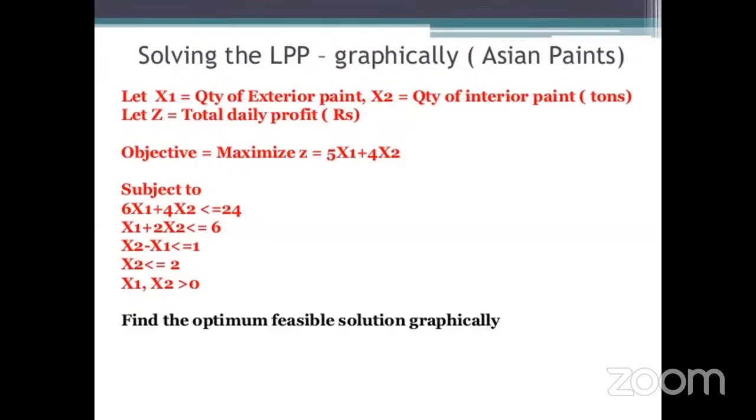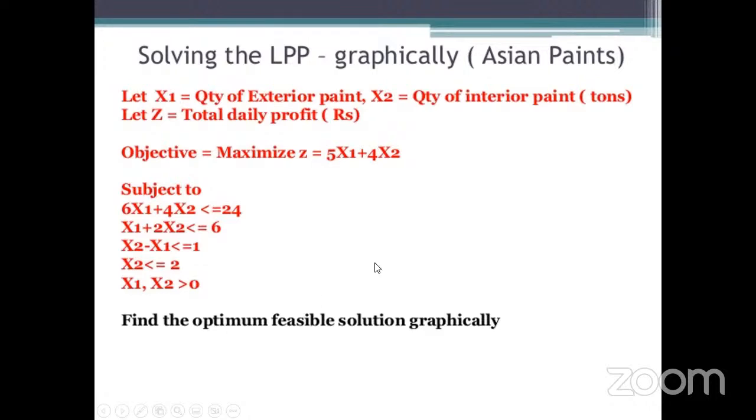Same graphical solution. This is the second question we discussed in the formulation part, right? Yes, sir. Here the objective function is maximize z equals 5x1 plus 4x2, subject to 6x1 plus 4x2 less than or equal to 24, x1 plus 2x2 less than or equal to 6, x2 minus x1 less than or equal to 1, x2 less than or equal to 2. Find the optimal feasible solution graphically.